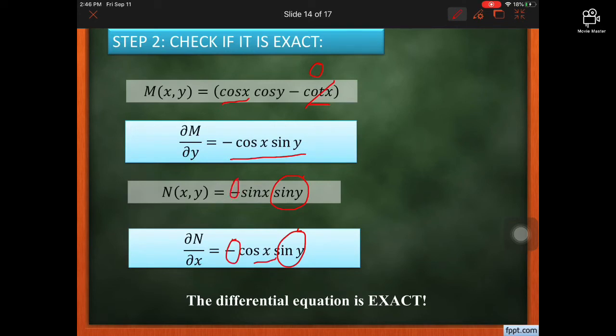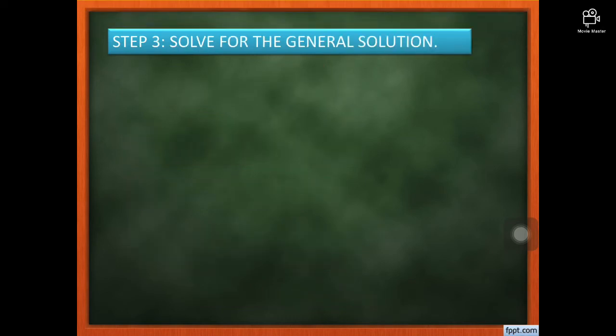That gives you the answer for the partial derivative of n with respect to x, that is equal to negative cosine x and sine y. Therefore, we have the partial derivative of n with respect to y and the partial derivative of n with respect to x equal. So that means we have an exact differential equation.